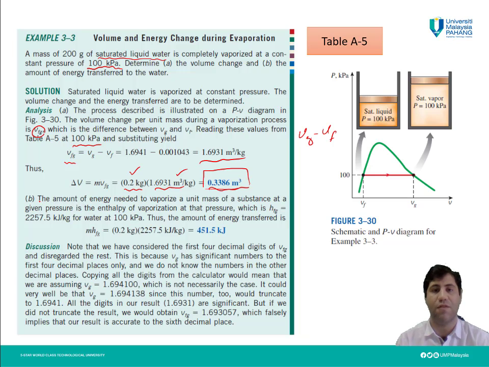For part B of the question, we need to determine the energy which is transferred to the water during the phase change process. The amount of energy needed to vaporize a unit of mass of a substance at a given pressure is the enthalpy of vaporization, which I have already introduced to you, or hfg, which is equal to hg minus hf. I think it is given also in the table. So to know the hg, hf, or hfg for this pressure, 100 kilopascal, we need to again go to table A5.